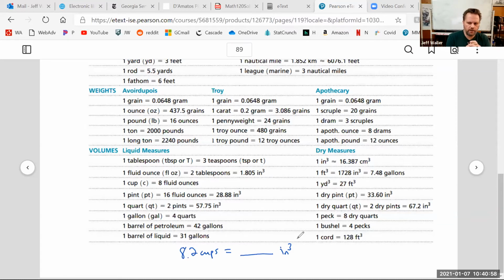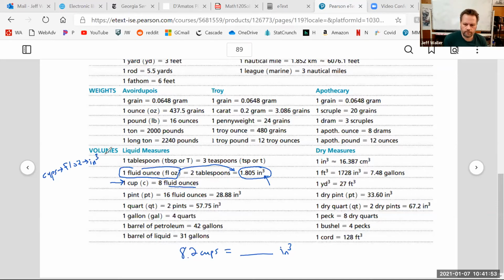Now, this one's a little bit harder, right? But can somebody see the path that I want to take? From cups, where can I go? Here's the only place I see anything about cups. So from cups, I can go to fluid ounces. Let me start my little path: cups to fluid ounces. And I want to end up at cubic inches. Fluid ounces goes to cubic inches. So this is a 2-step problem.